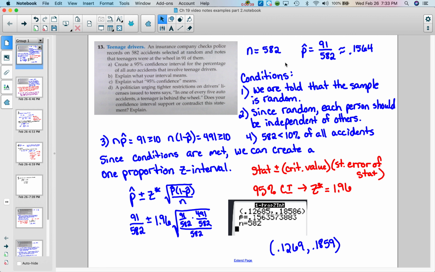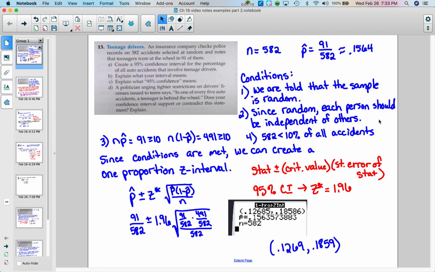So we know that n equals 582, and we can get p hat by taking 91 divided by 582, which gives us about 0.1564. Before we can do a confidence interval, we have to check conditions. We are told that the sample is random. Make sure that you don't just say random. When you list your conditions, you need to be able to show that you've read the problem and don't just provide a list of what those are.